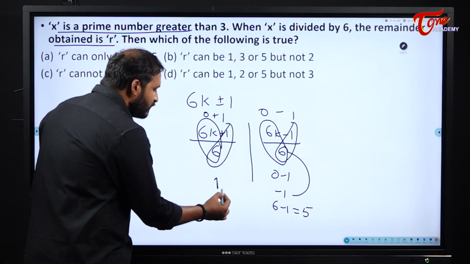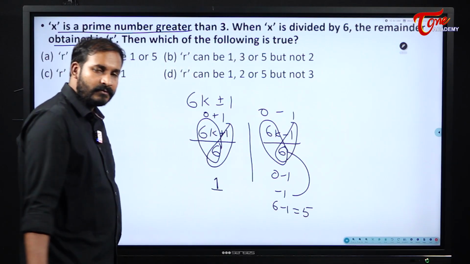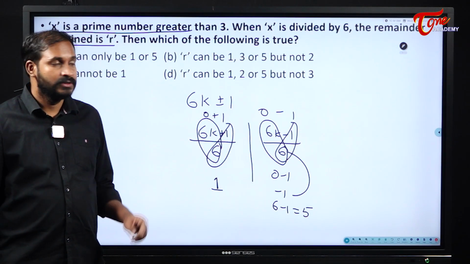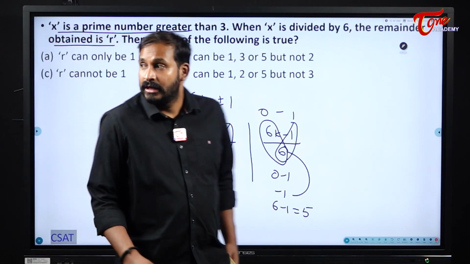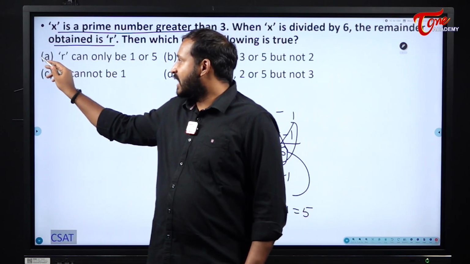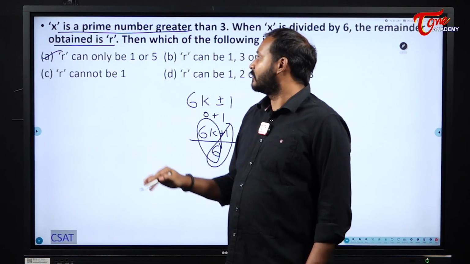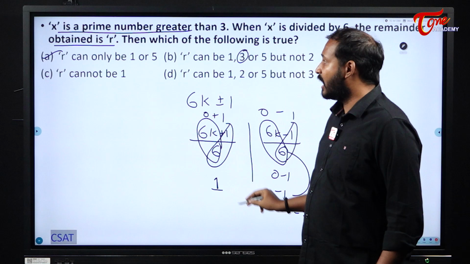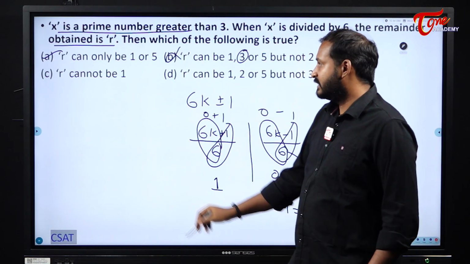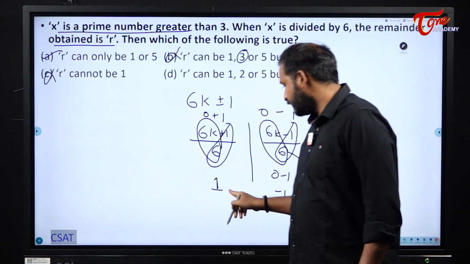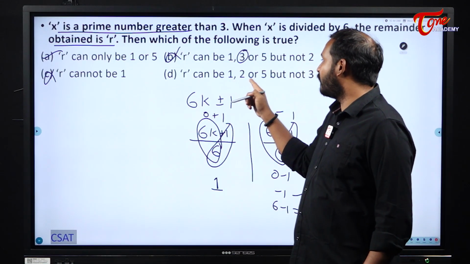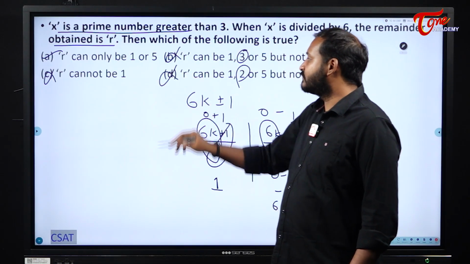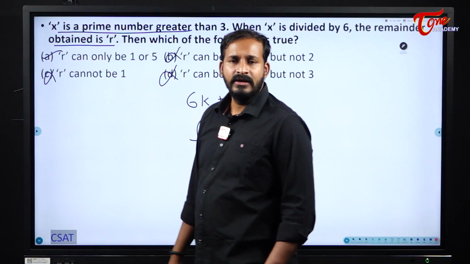So what are the remainders I will get here? I will get remainder as 1 or else 5. So please observe the remainders. R can only be 1 or 5. Actually this is the correct answer, but we will see the remaining options. R can be 1, 3 or 5 but not 2. Is R becoming 3 here? No. R can be either 1 or 5. Next, R cannot be 1. R can be 1, right? That is also wrong. Next, R can be 1, 2 or 5 but not 3. Are we getting R value as 2 here? No. So this one is also wrong. So R can be only 1 or 5.